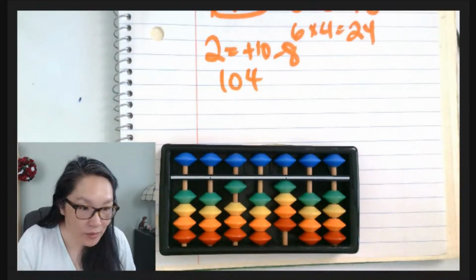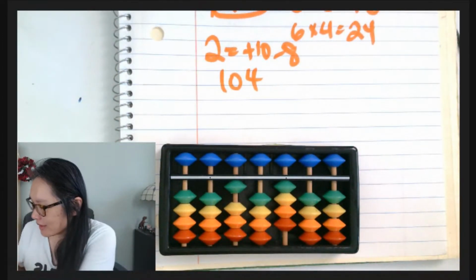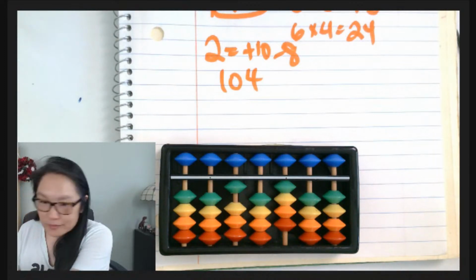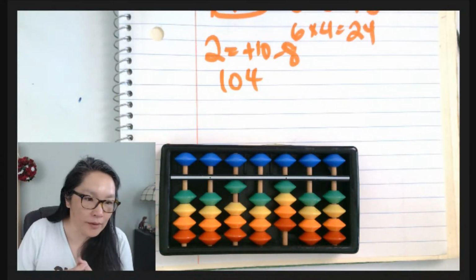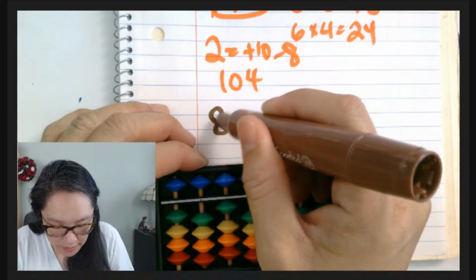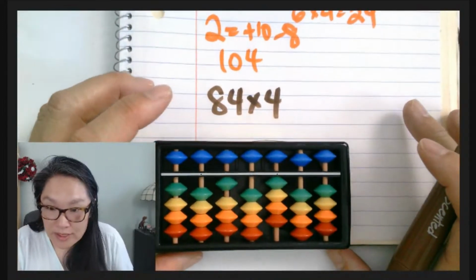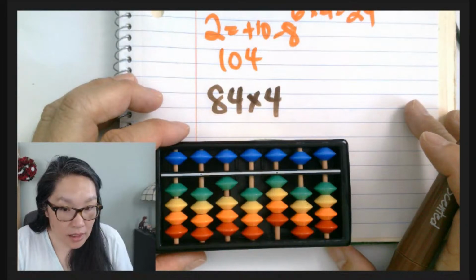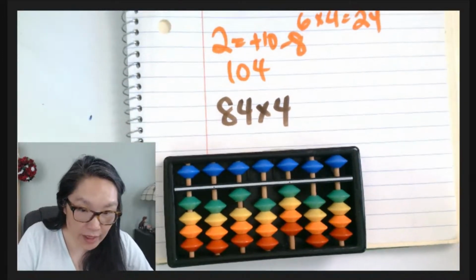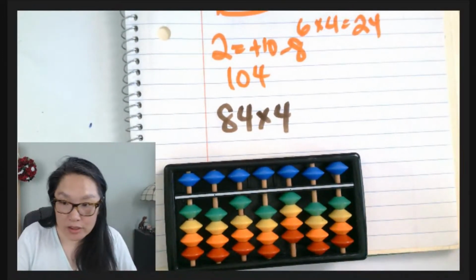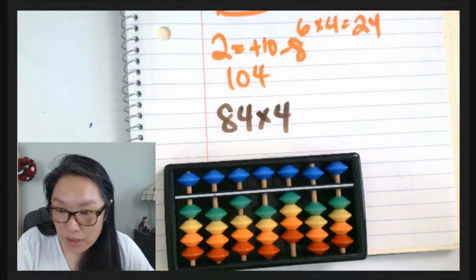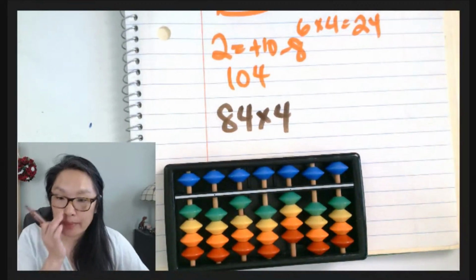All right, so the next one we're going to do, let's do another one. Let's do 84 times 4, right? So what's going to happen is, what are we going to do? We have to find our starting point. To find our starting point, we need to count our digits.